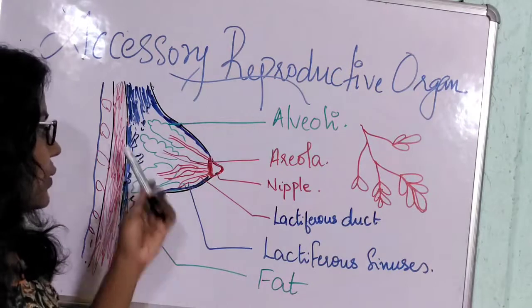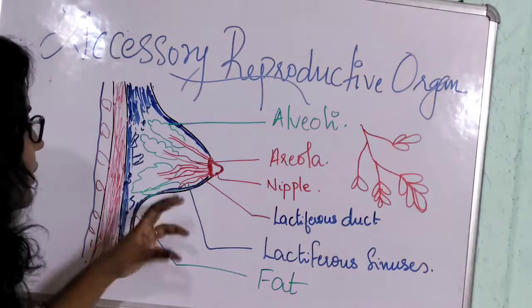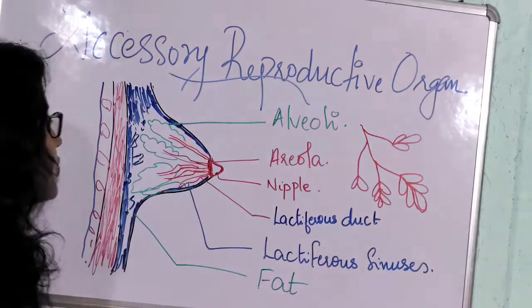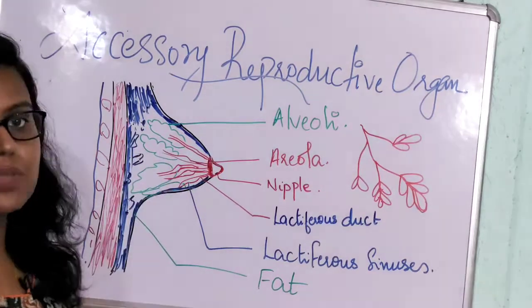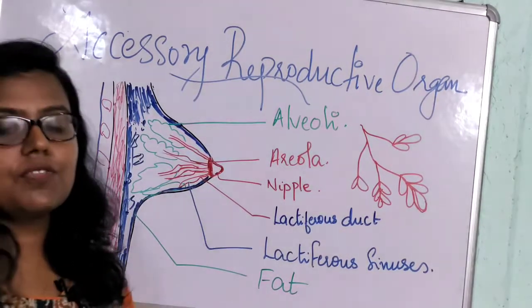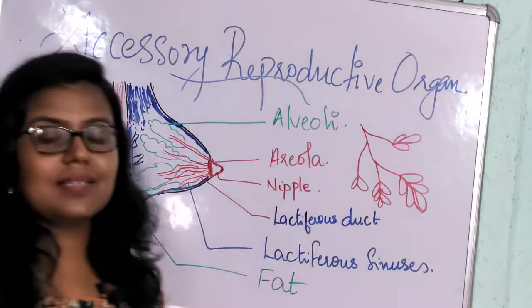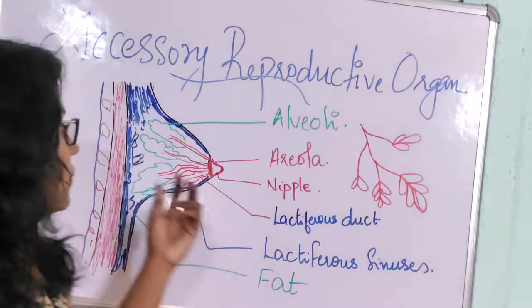Here in this cross-sectional diagram of the breast, we will see the parts of the breast one by one. Here in the green color you can see the lobules, or the group of alveoli. Nearly 16 to 20 lobules are present in the breast. So that is one.